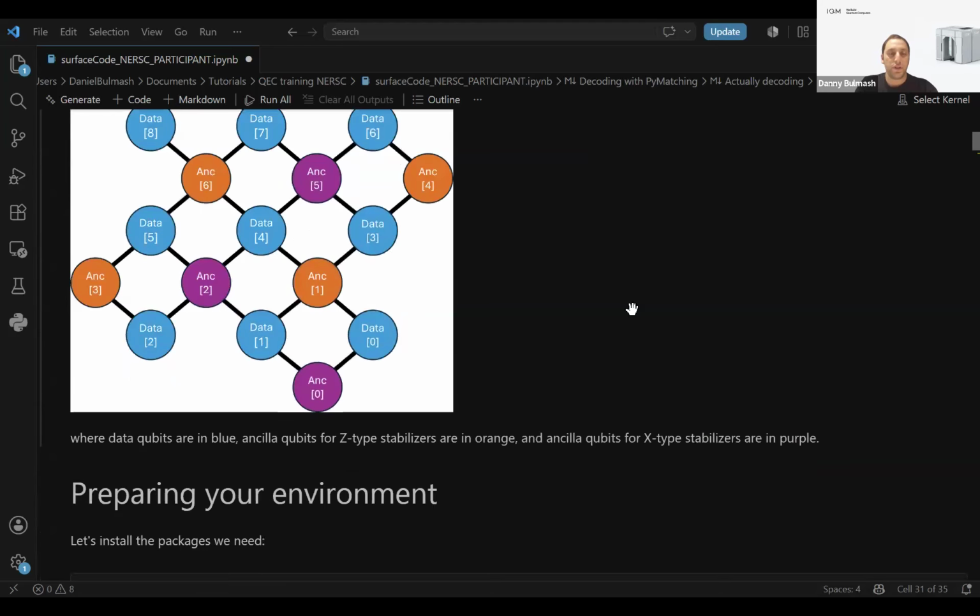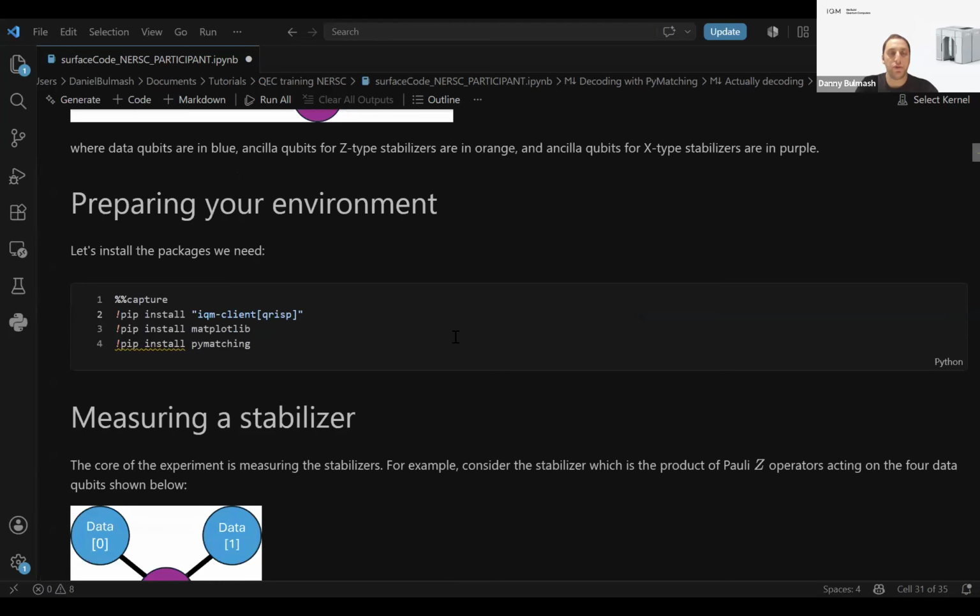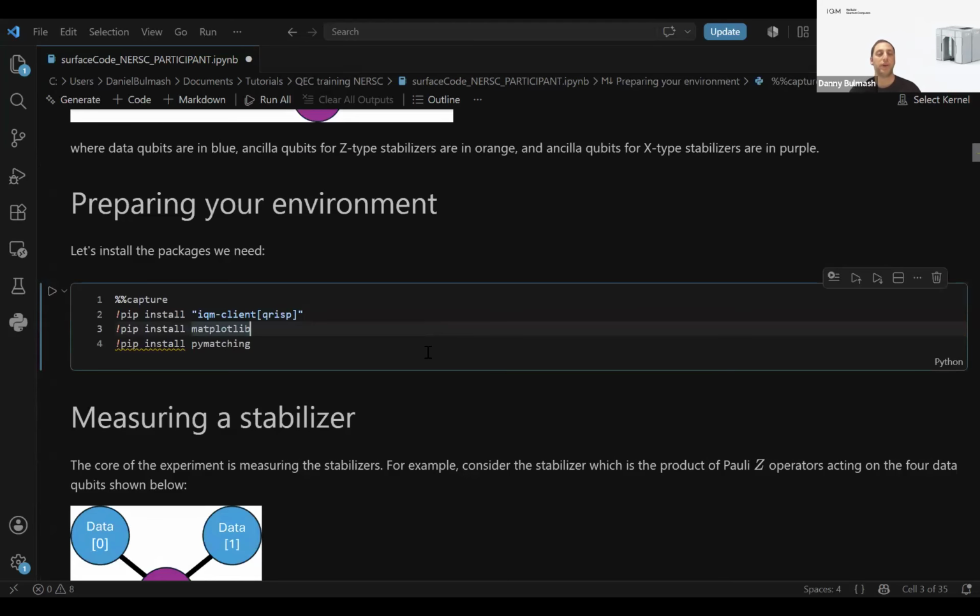Okay. So with that in mind, I encourage anyone who's starting right now, please run this cell. It's going to take a little while to install the packages if you haven't already installed the packages that you need.